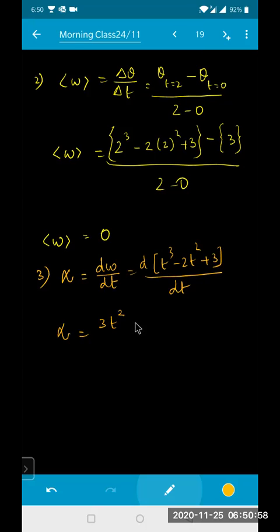2. Keep that 2 to one side and do 2 into the differentiation of t square. The differentiation of t cube is 3 into t square, minus 3. This one is nothing but 2, and this one is also 2. The differentiation of t square is 2t. The next one is nothing but 0.